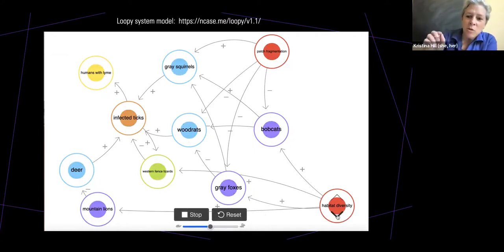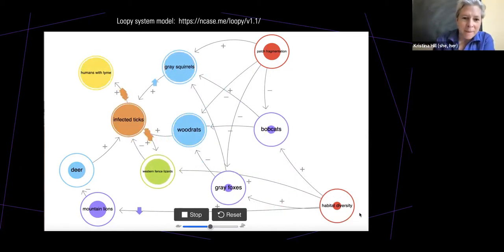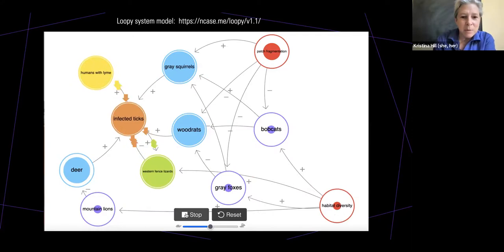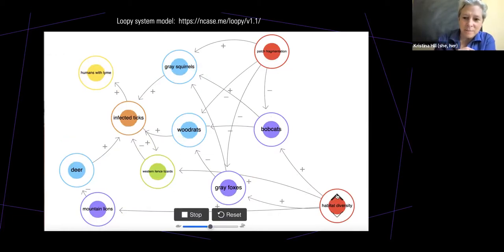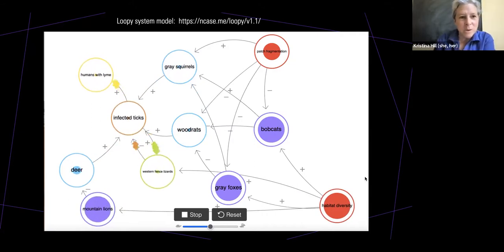I'm going to decrease the habitat diversity in a suburban part of California. And as this plays, humans with Lyme, the number increases, that yellow circle gets bigger, and the number of infected ticks is increased. Next, I'm going to stop this model from playing. This is a system with lots of species in it, and I'm going to increase habitat diversity. So if I increase habitat diversity, the way I've set up this model, now the number of humans with Lyme and the number of infected ticks goes down. Because of all of the players in this model that I just described to you.